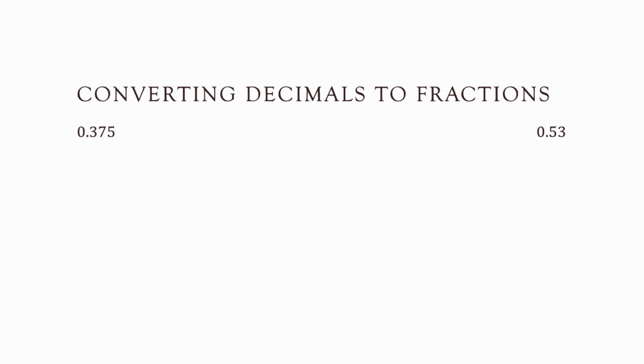Alright, I'm assuming that you've given it a go, so let's do this first one. 0.375. Okay, let's count the places. So the first place after a decimal point is the tenths place, the second is the hundredths place, and the third is the thousandths place. So our denominator is going to equal 1000. So for our fraction, we have something over 1000.